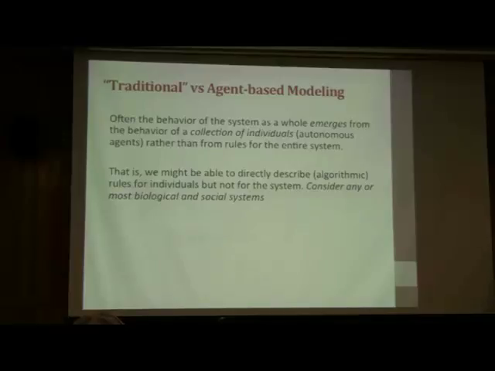We might be able to directly describe algorithmic rules for individuals, but not for the system. And again, most biological and social systems fit this category. Physical and chemical systems often fit a category where a global model works. Weather systems typically are described by global models, whereas with social and biological systems, oftentimes global models don't work. Let me give an example here. It's a very classic example.